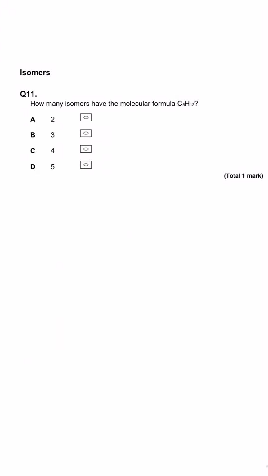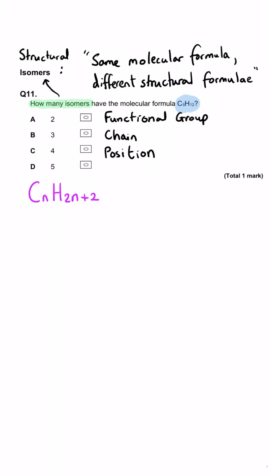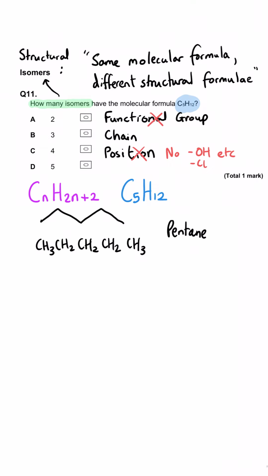How many isomers have the molecular formula C5H12? In terms of structural isomers, there is functional group and chain and position. This is the general formula for an alkane, and there are no functional group isomers for alkanes. This is a saturated molecule with only carbon and hydrogen, so there will be no position isomers either, so we're just looking at chain. We start with a chain of 5, so this is pentane.